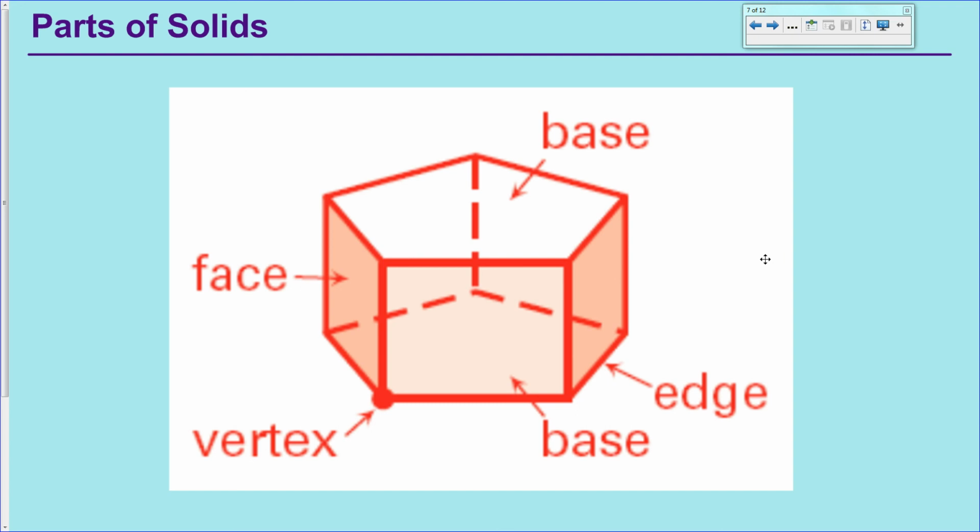If it's a pyramid, we're talking about the one that all the triangle flaps fold upwards and go to a point. And sometimes the base might not be so obvious, and sometimes you might have a choice as to what to call the base, like in a cube or a square prism of some sort. So you might have some leniency there in terms of what to call the base. A face of a solid is simply the polygon that makes up that solid. The edge of a solid is where two faces intersect, and the vertex is the point where three faces intersect.